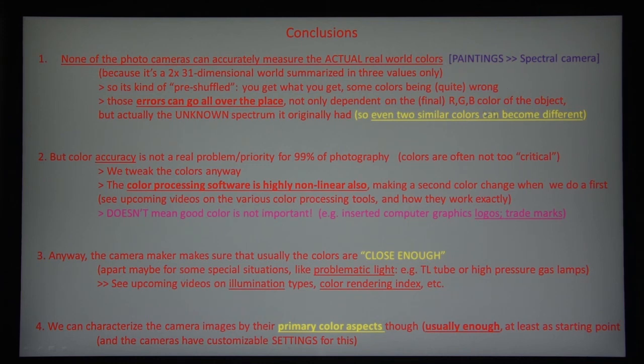And the colors can go all over the place. So it's not just dependent on if you have a color which is, for example, in the green area, because it's a green object, then you would say everything would go the same. But then you take a slightly different green object. If the first green object goes more towards green, the other one could go in the opposite direction.